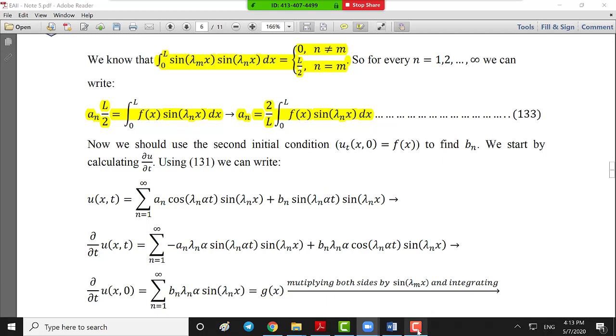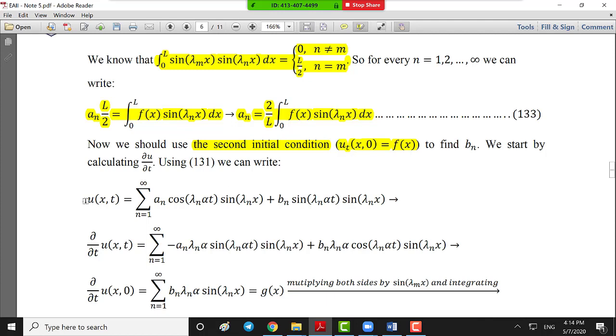Now, please pay attention here. a_n is determined. What is left to determine? It is b_n. But how do we determine b_n? If we want to determine b_n, we have to use the second initial condition. But the problem is that this second initial condition is given to us in the form of a derivative. We have the partial derivative with respect to t of u at x and 0 is equal to g of x. But we only have u of x and t. So in order to be able to use the second initial condition, we have to calculate the derivative of u with respect to t, right?